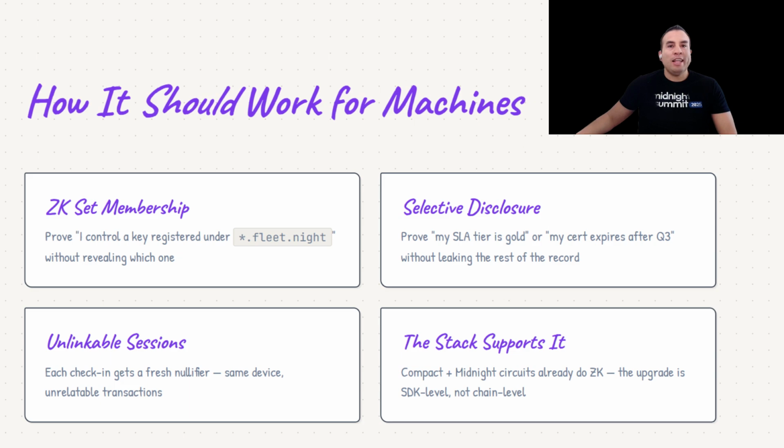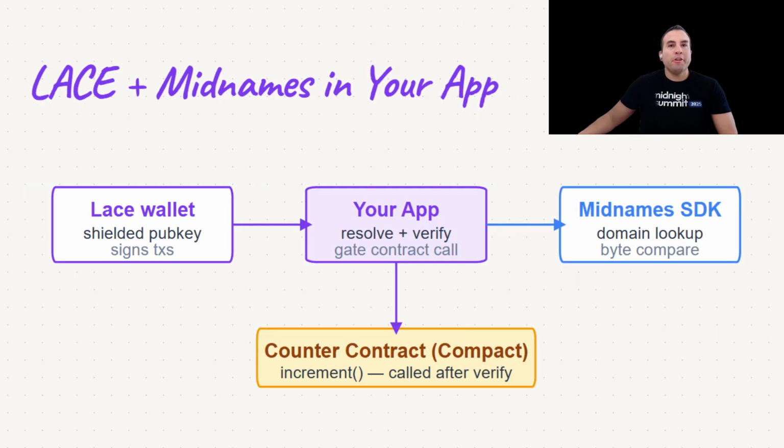Third, unlinkable sessions. Each check-in generates a fresh nullifier, so the same device's transactions can't be chained together. Privacy over time, not just per transaction. Fourth, and this is important, the stack already supports all of this. Compact compiles to zero-knowledge circuits. Midnight has the cryptographic primitives. The upgrade to tomorrow's zero-knowledge identity is at the SDK level, not a chain-level change. That's encouraging.